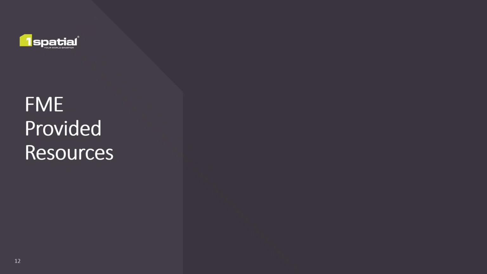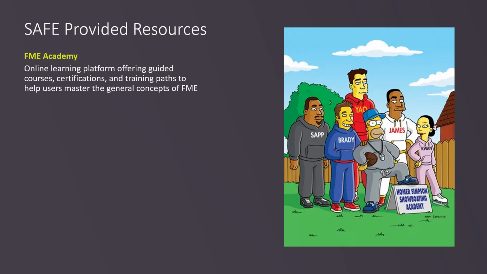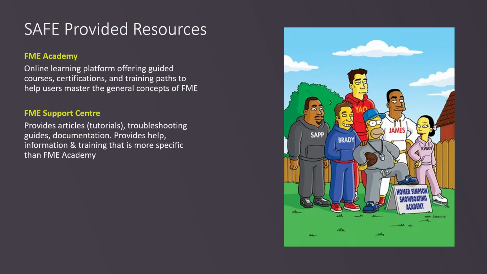So now I'll take you through some more of the learning resources that are provided from SAFE. Those SAFE-provided resources, I'll go through them now and then elaborate on them in order. So there's the FME Academy, which is an online learning platform, and it gives you some guided courses that can be quite broad, certifications as well, and some training paths, and can guide you based on a few things to help you learn FME, but more pertained to how you're going to be using it and where you're at.